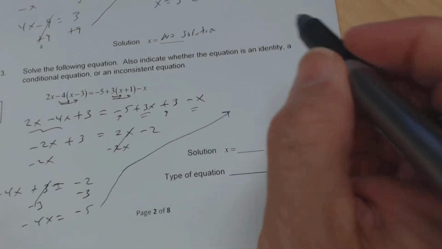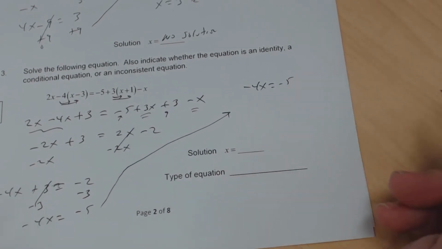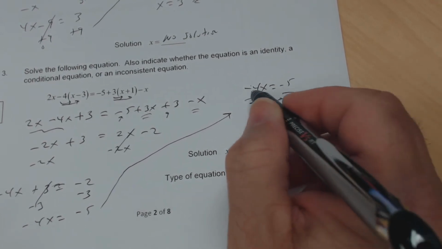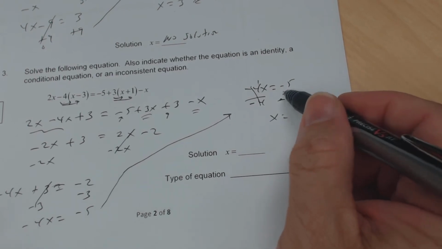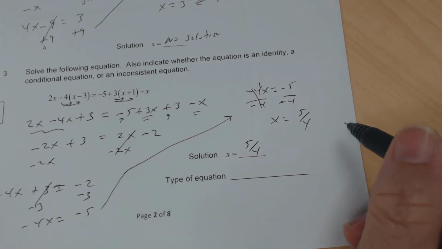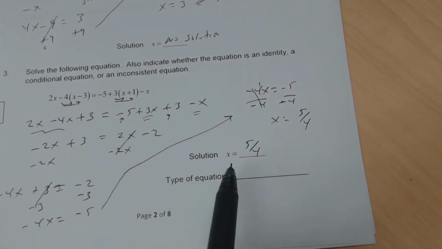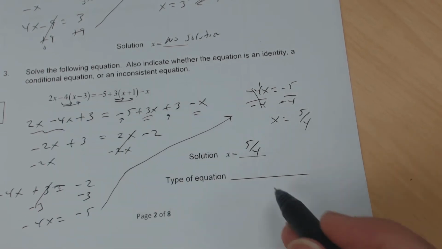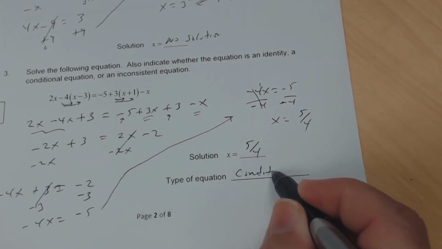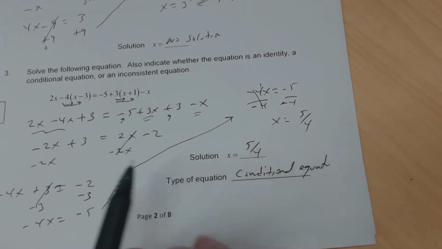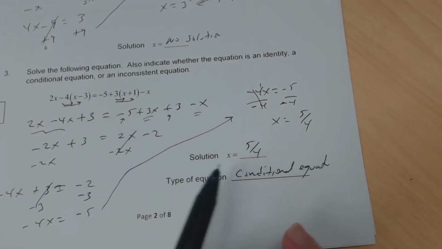Let me go ahead and put that here. So -4x equals -5. Dividing both sides by -4, I get x to be, a negative divided by a negative is a positive, so I get 5/4. So that's your solution. Now remember, if an equation has at least one solution, it is a conditional equation. So it's a conditional equation. This equation is true under the condition that x equals 5/4.